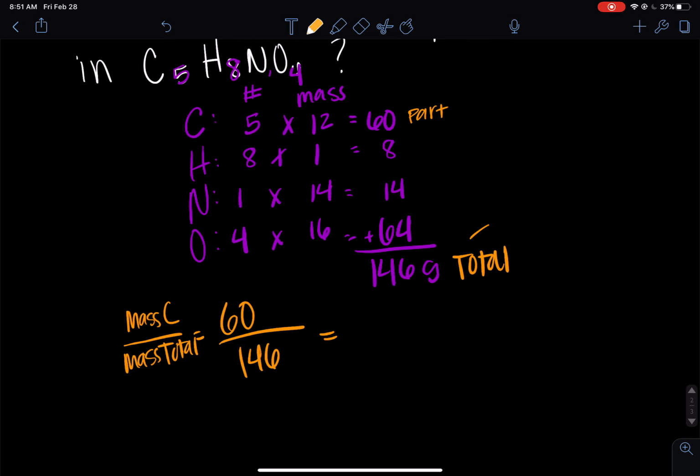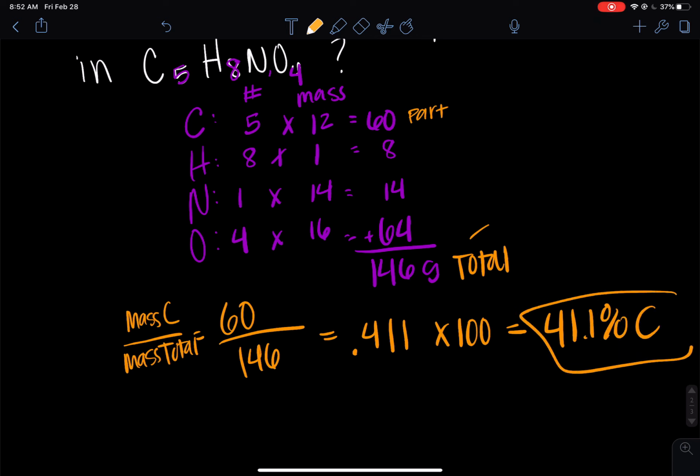So 60 divided by 146 is 0.411, but this is a percent, so you have to multiply this by 100. So you'll get 41.1% carbon. And that's how you do mass percent. It's pretty simple. You just take part over whole, multiply by 100.